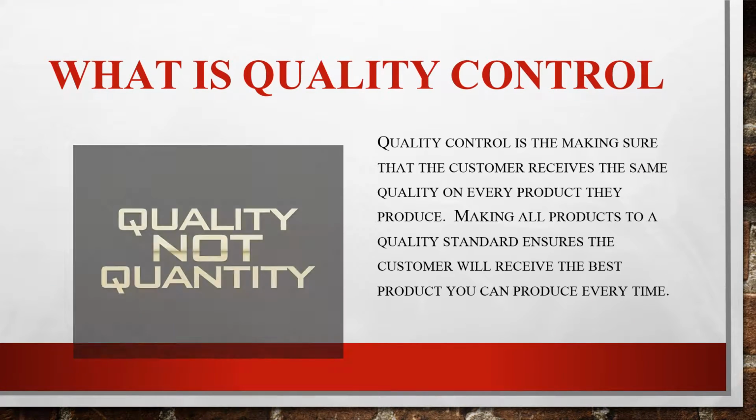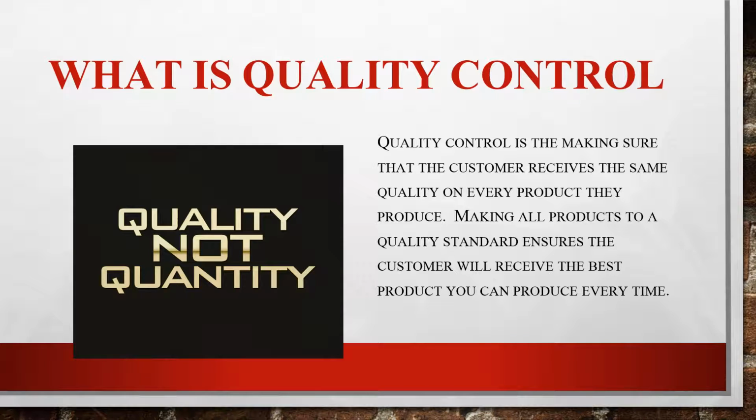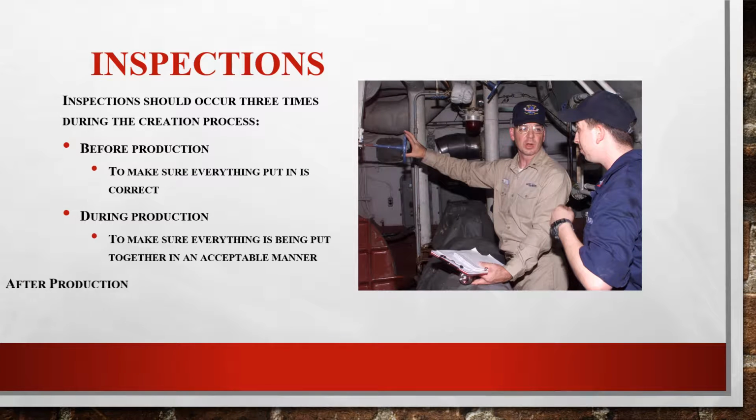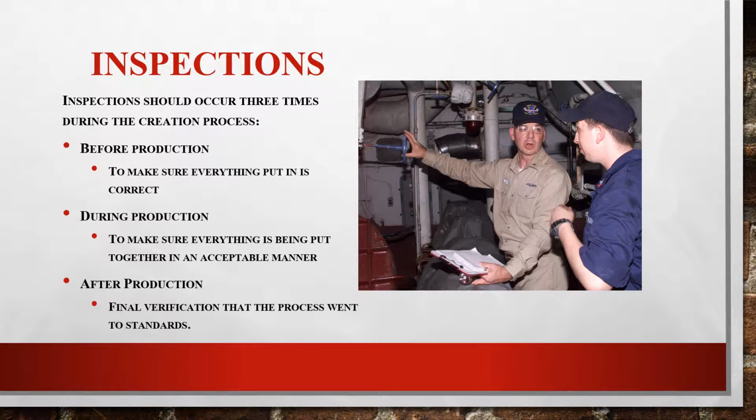What is quality control? Quality control is making sure that everyone gets the same product as the person before them. Inspections. There should be multiple inspections on the product to ensure the quality. Inspections should be before, during, and after the product is produced.